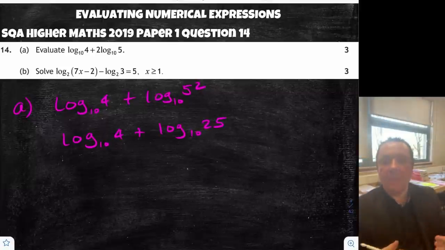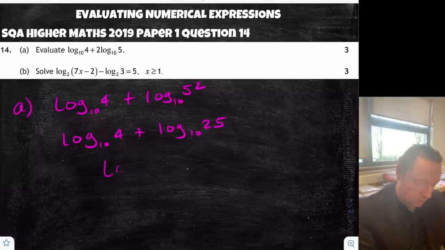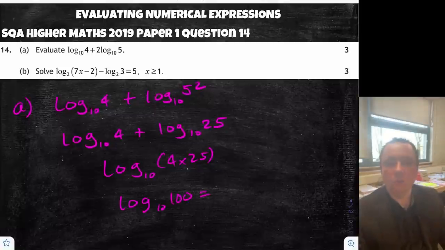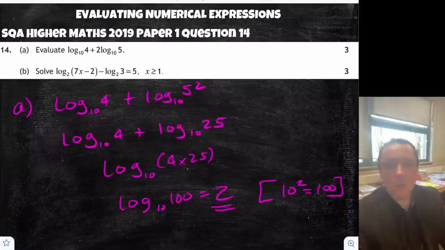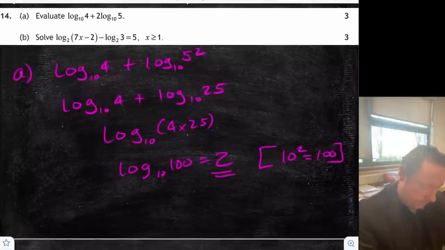And then we can combine that because we can times the numbers together. So it's log 10 4 times 25, which is log 10 100. Log 10 100 is equal to 2 because 10 squared equals 100. And there we are. Part B, solve log 2 (7x minus 2) minus log 2 3 equals 5.